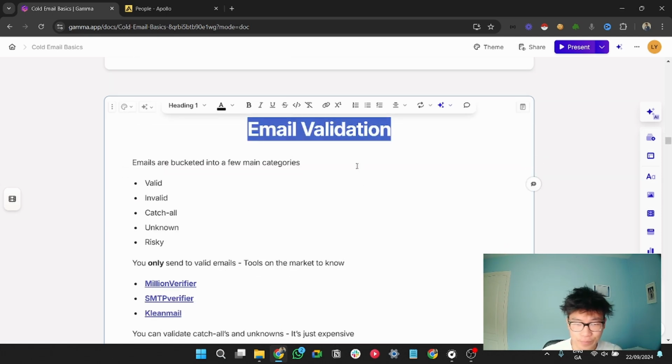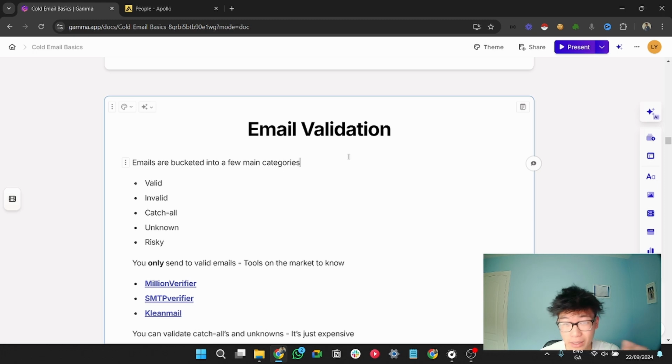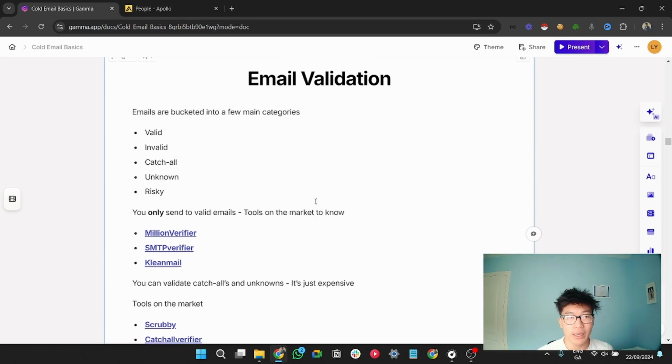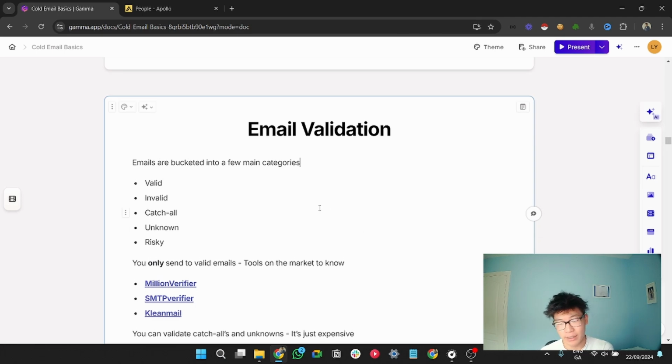So email validation, this is another one, very simple. Basically, emails are bucketed into a few main categories: valid, invalid, catch-all, unknown, and risky. You only send to valid emails. The tools on the market are like Million Verifier, SMTP Verifier, and Clean Email. There's a bunch. The reason it's like this is, when you email someone, there's a few reasons. Maybe their inbox is full, or maybe they have a spam blocker and they think you're spam, or you're sending images and links. It can block the server, it can bounce.